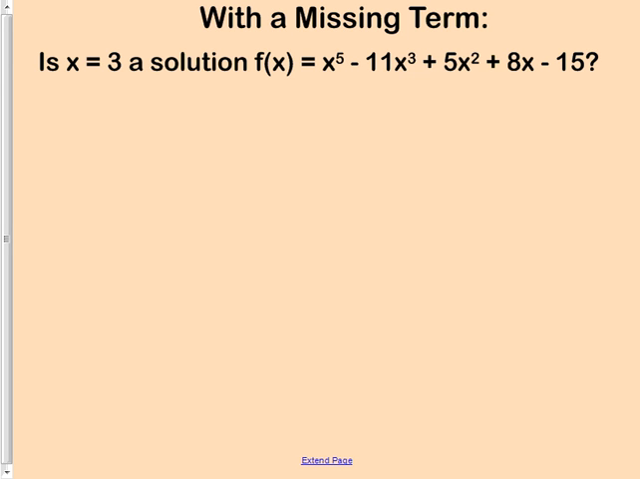Okay. So, with a missing term, do you get that that one should have an x to the 4th in it, but it doesn't? So what do you put for that? A 0. And normally you'd have 0x.